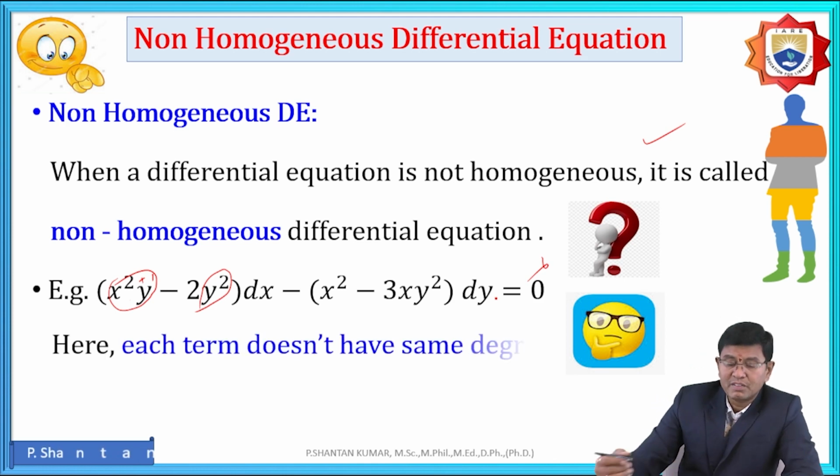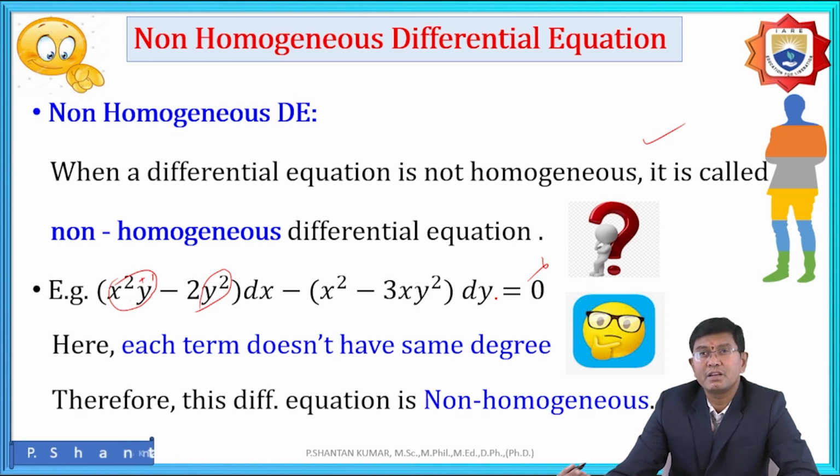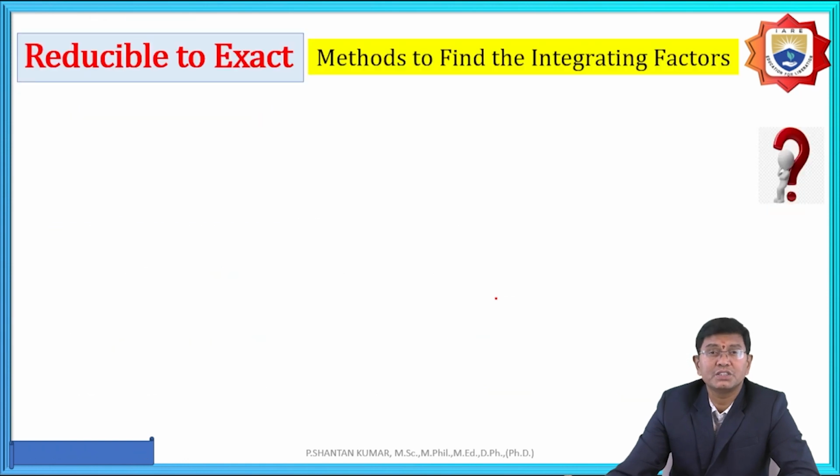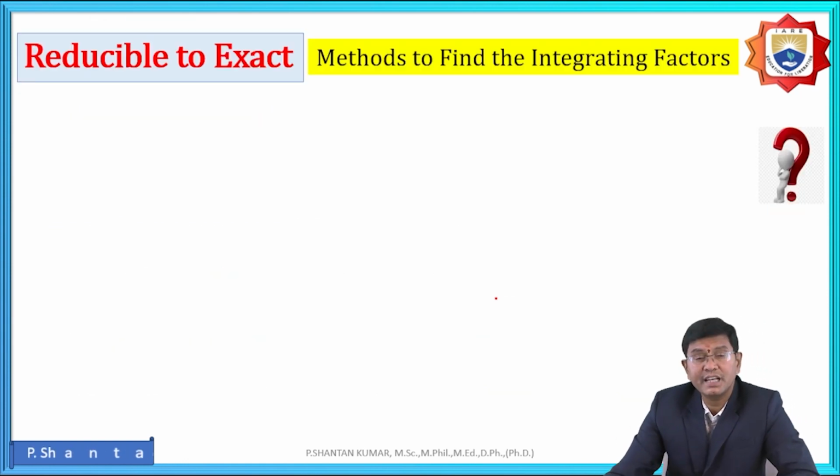Here, each term of the equation does not have the same degree. It is called a non-homogeneous differential equation. Therefore, the equation is said to be non-homogeneous. And based upon this, the integrating factor and homogeneous and non-homogeneous equations, we are going to look at some methods.